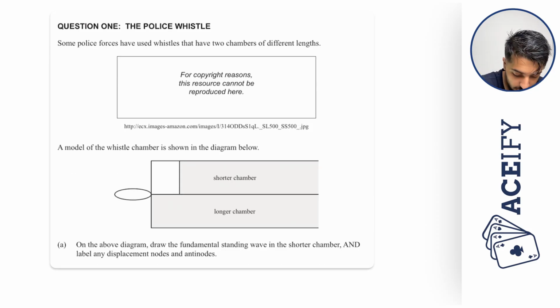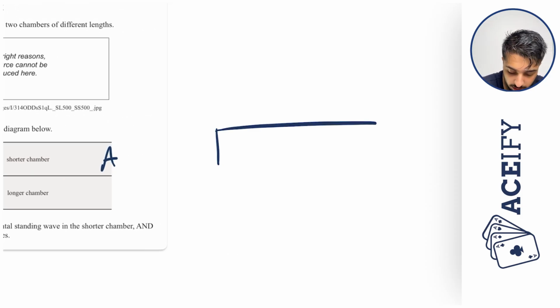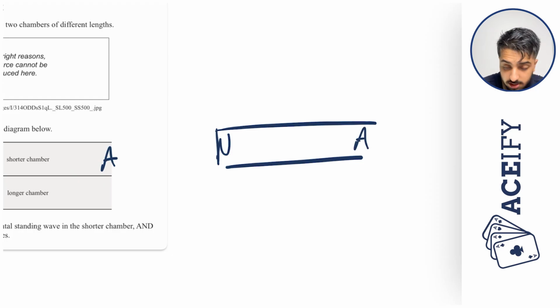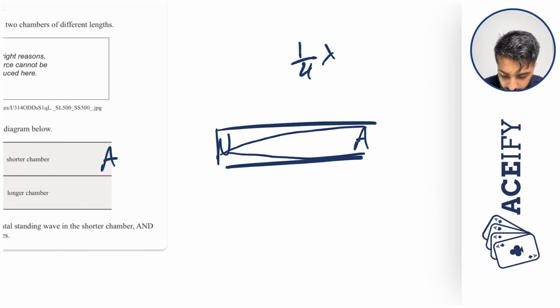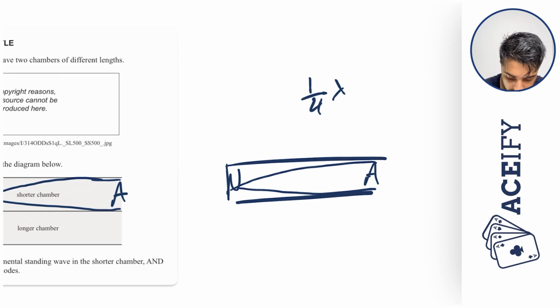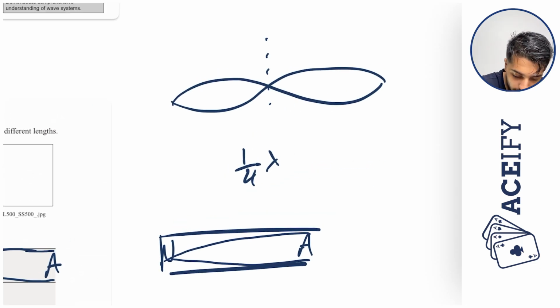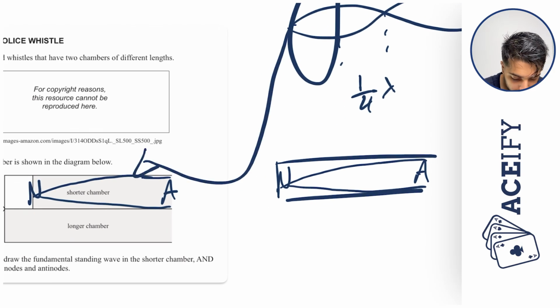Okay, so in the shorter chamber we have a node on this side and an antinode over here. And we know when we have a chamber with a node on this side and an antinode on this side, we have 1/4 wavelengths, and so the fundamental frequency is going to look something like this. And so we can draw that in. And as you can see, if we draw one whole wavelength, and cut the wavelength in half, that is half a wavelength, and then we have a quarter wavelength right here. And as you can see, that looks very similar to what we have there.